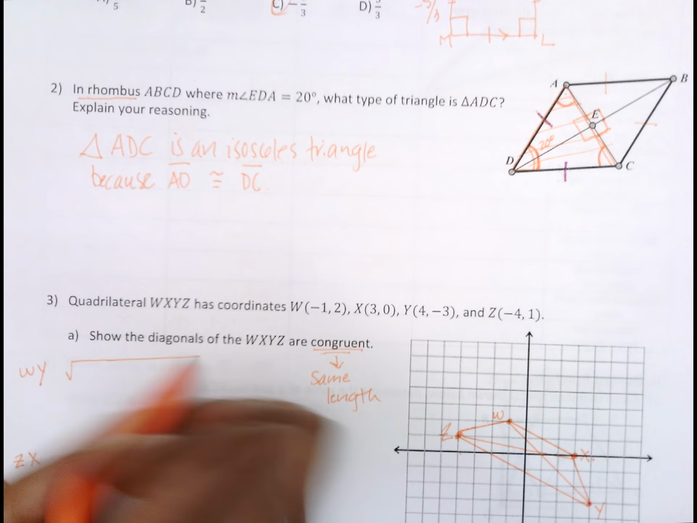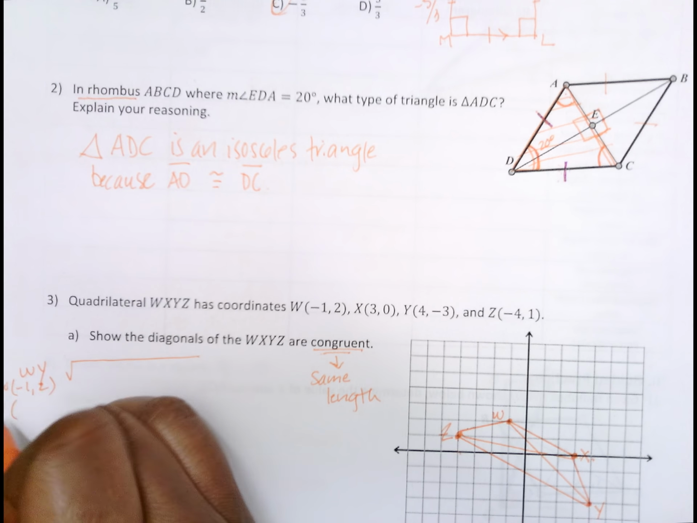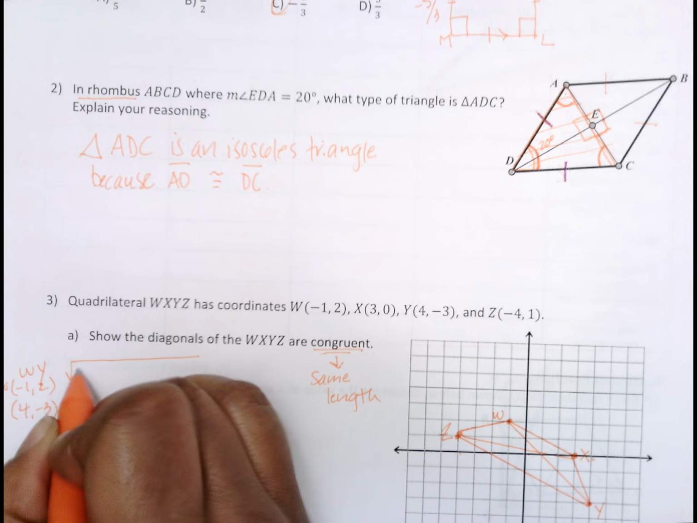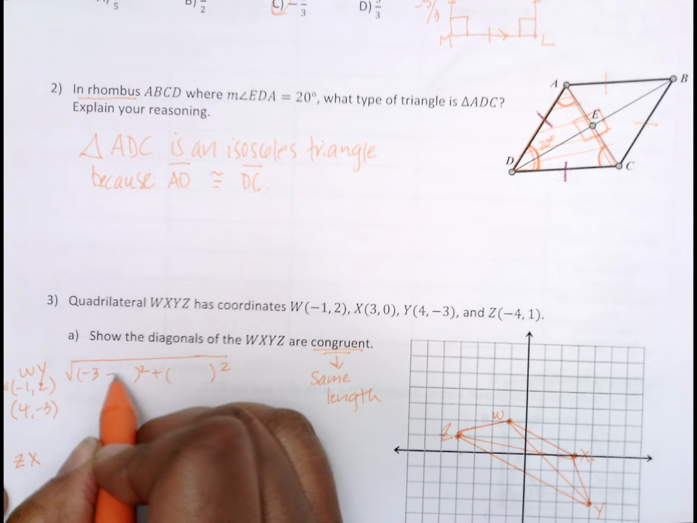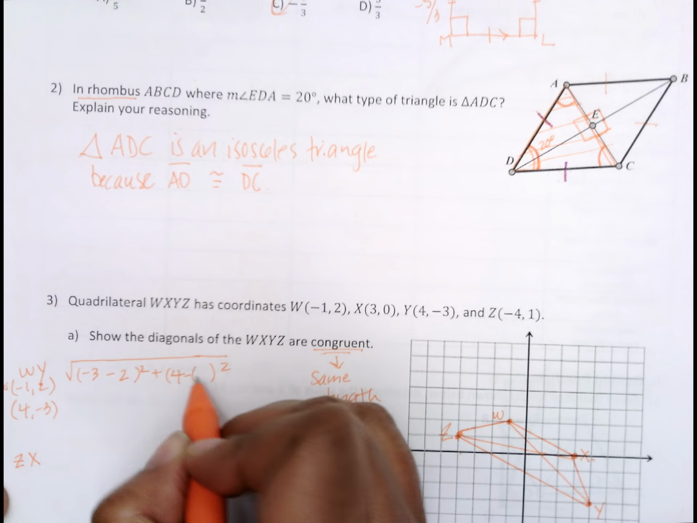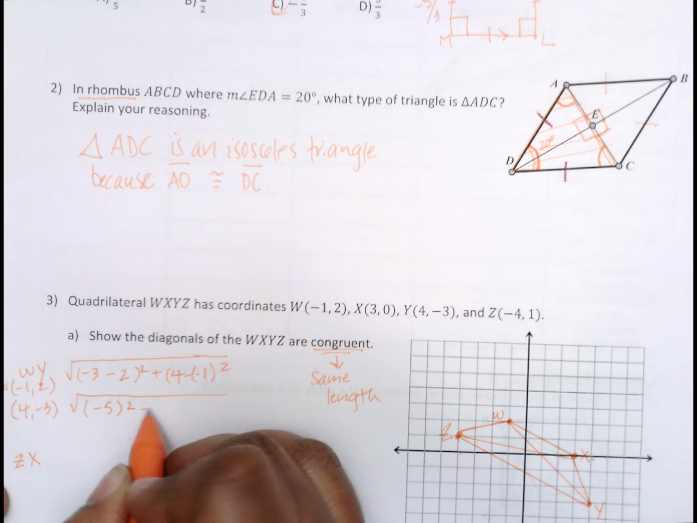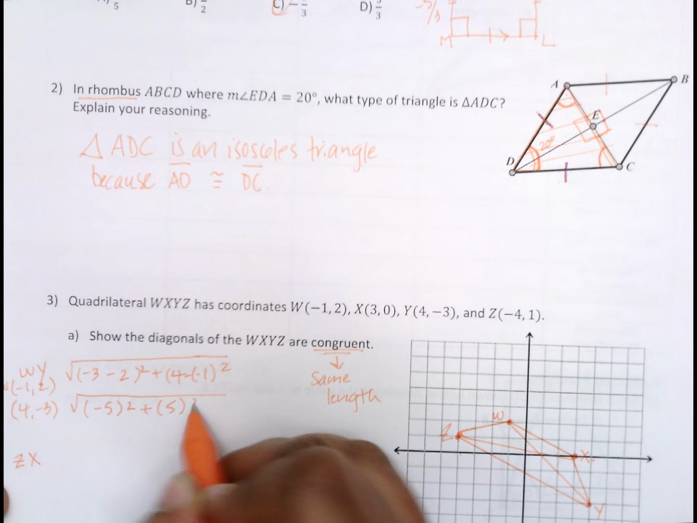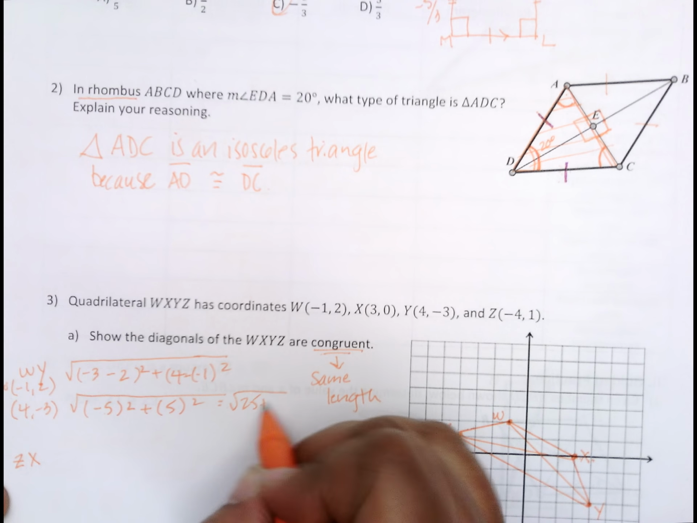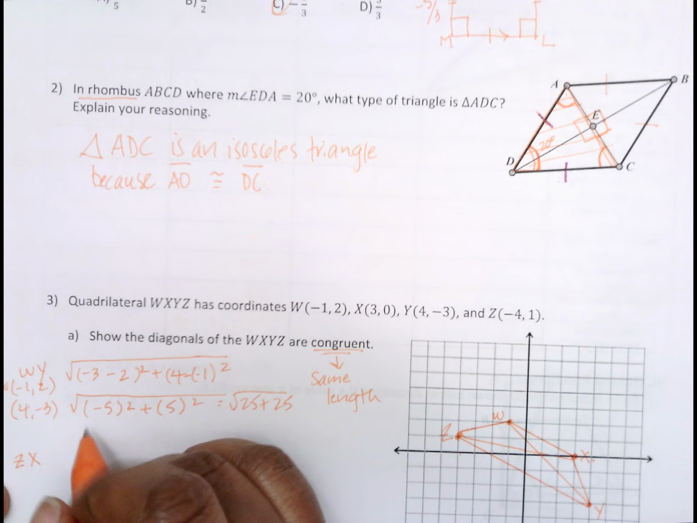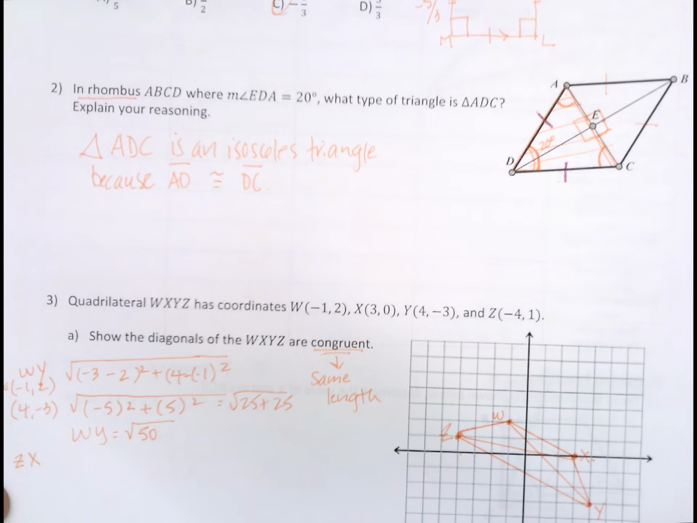Okay, so the coordinates for W are -1, 2, and for Y are 4, -3, and I'm just going to plug those in and see what I get. All right, so -3 minus 2, 4 minus -1, and that's going to give me -5 squared plus 5 squared, which is 25 plus 25, so the length of WY is radical 50. I'm not even going to simplify that.